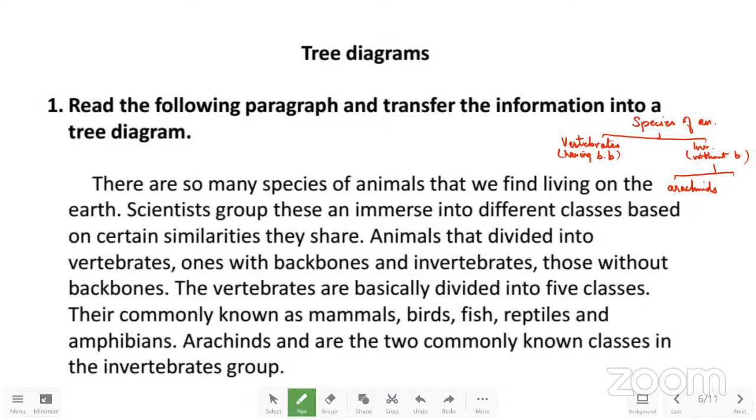And here they are divided, vertebrates are divided into 5. What are they? Mammals, birds, fishes, reptiles, and amphibians.